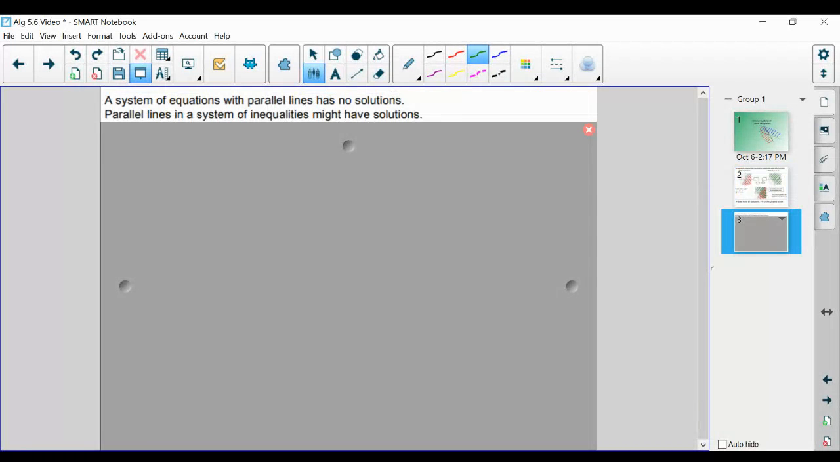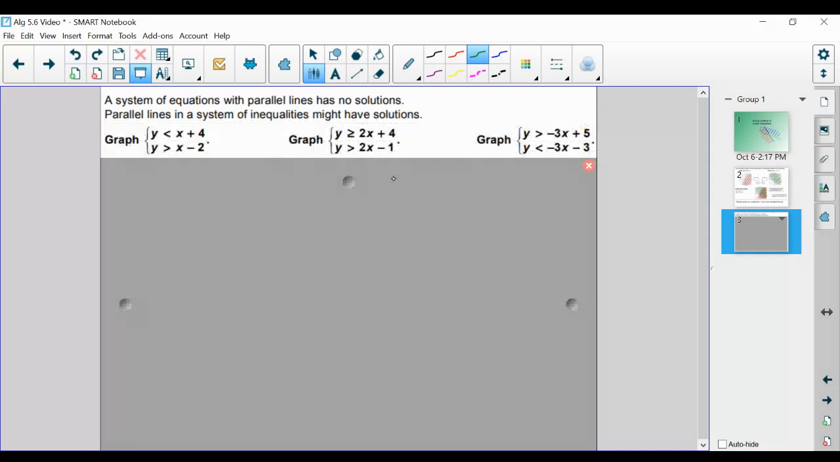All right, so systems of equations with parallel lines we know has no solution because parallel lines never intersect and we're trying to find the point of intersection. Well, parallel lines in a system of inequalities, those might have solutions, and there's really 3 cases of what we're going to be going through.